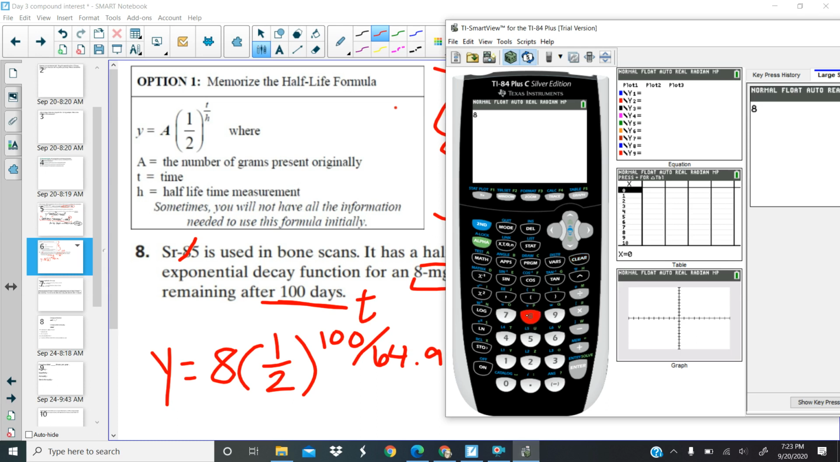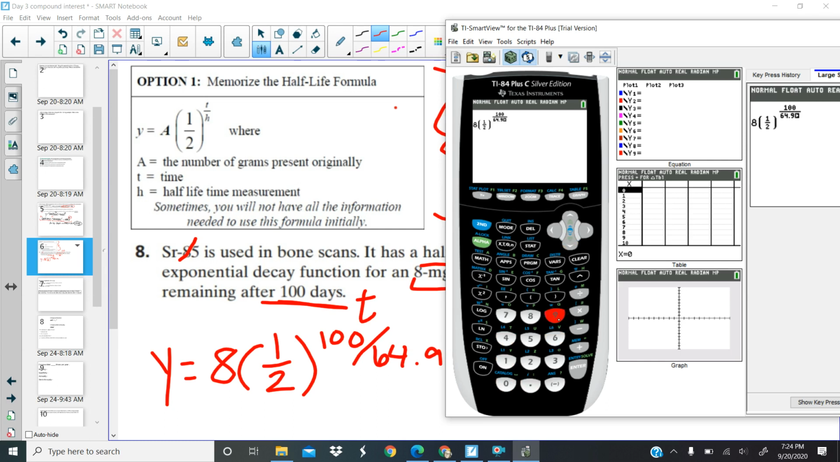So I'm going to start with 8, and then I need to put in parentheses 1/2. I believe if you want to put a fraction in, you can hit alpha Y=, and then that little n/d that stands for numerator over denominator, and just click on that button, and you can do 1/2, and then close my parentheses. To get the exponent, you have to hit this little caret right here that's above the division symbol, and then I'm going to do alpha Y= again to get my next fraction, and the numerator is 100, and the denominator is 64.9.